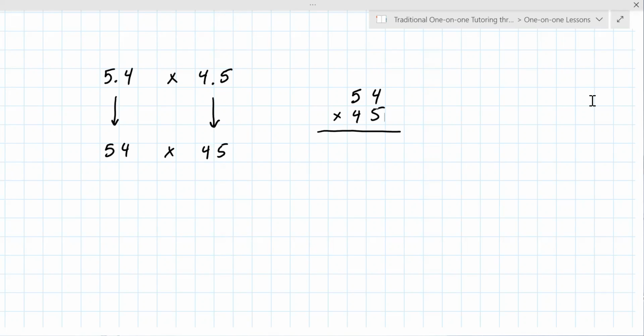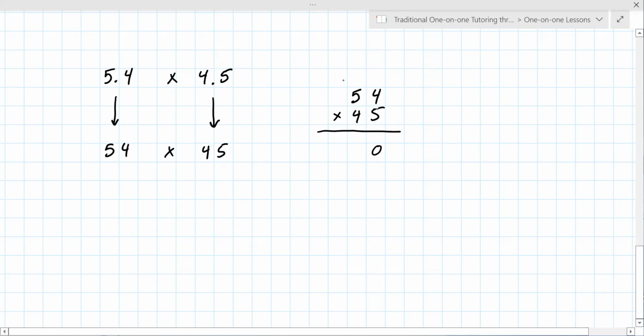Okay, I got it. All right, so let me work it out here in case you want to see this later on. 4 times 5 is 20. Put a 0 here with a carry of 2. 5 times 5 is 25. Plus 2 is 27. Put a 0. 4 times 4 is 16. 6 with a carry of 1. It replaces the 2. 4 times 5 is 20. Plus 1 is 21. Did you get, actually, let me get caught up here. Did you get 2,430? Yes. Perfect.